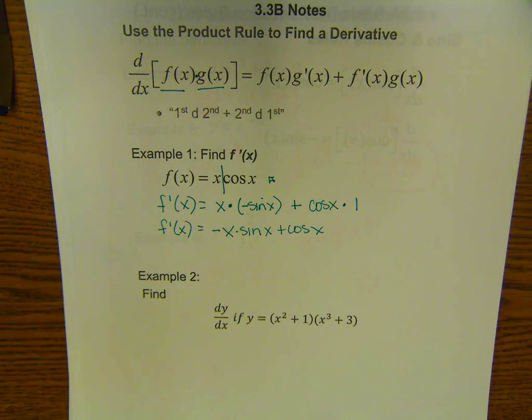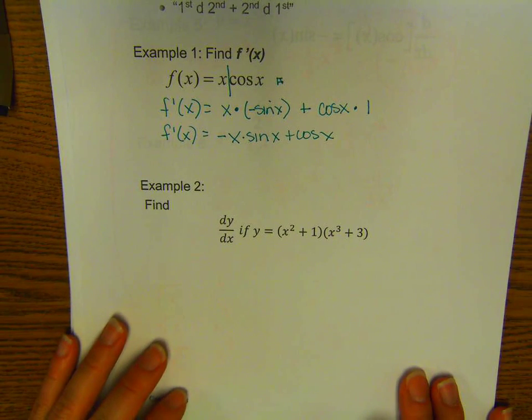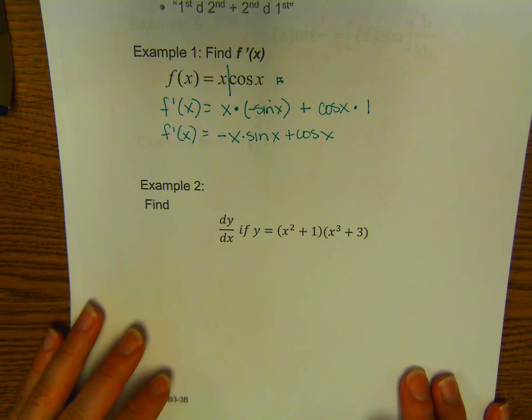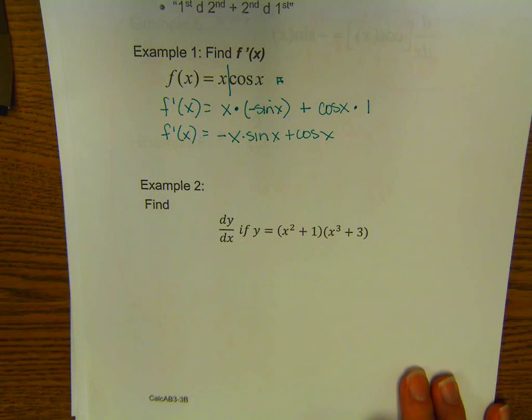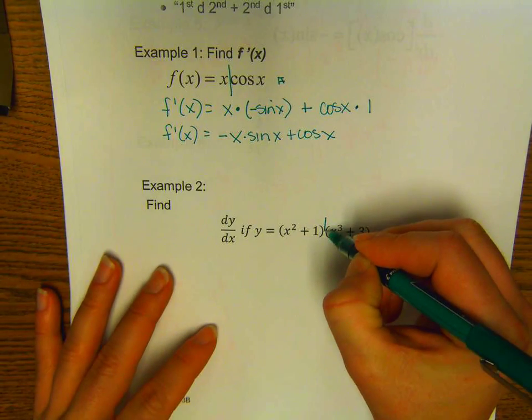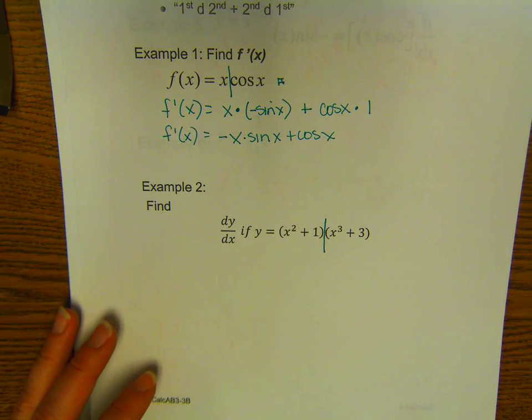Alrighty. You guys ready? Okay. So let's try this one. And we might have some simplifying to do. So on this one, the first function is x squared plus 1 and the second function is x cubed plus 3.